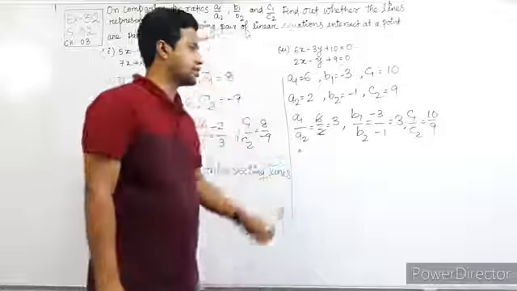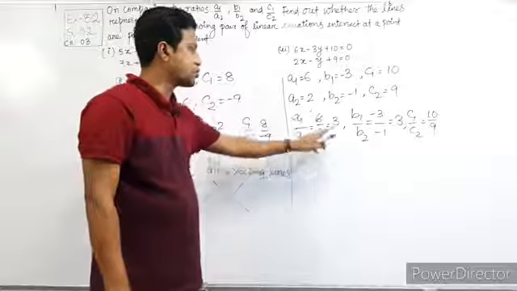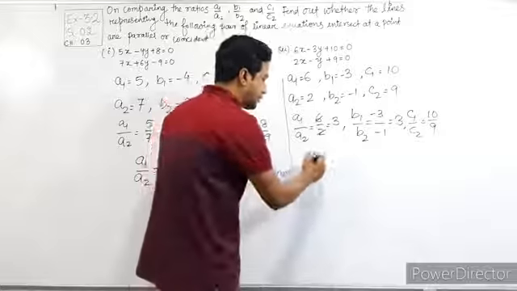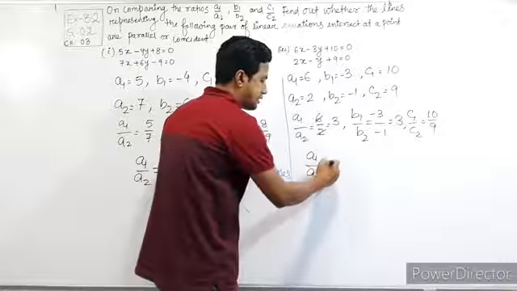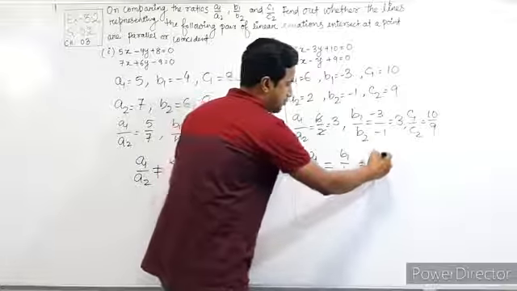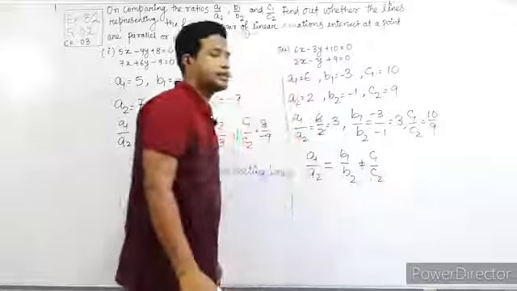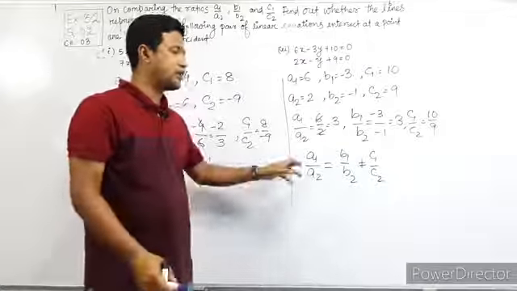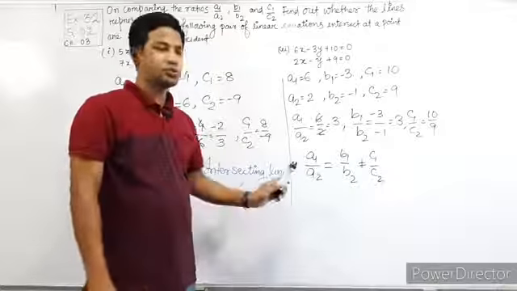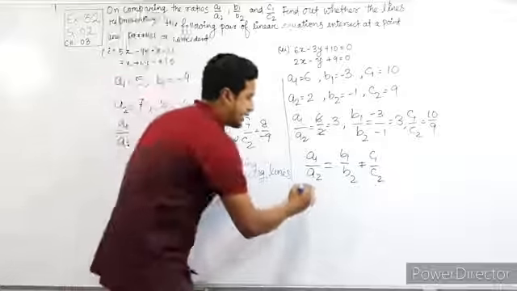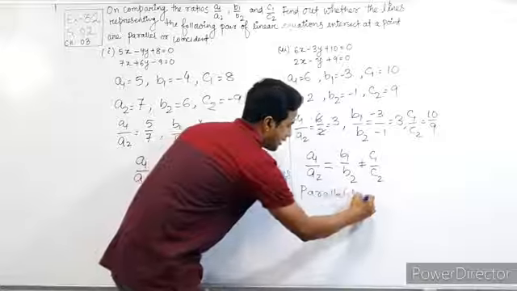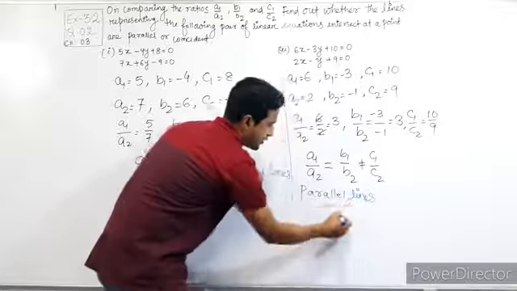So, now compare. Here I got A1 by A2 is equals to 3 and B1 by B2 is also equals to 3. So, it means A1 by A2 is equals to B1 by B2 is not equals to C1 by C2. This is the another case study where A1 by A2 is equals to B1 by B2 is not equals to C1 by C2. So at that time what I will get, the lines are parallel lines. Means you will get like this.